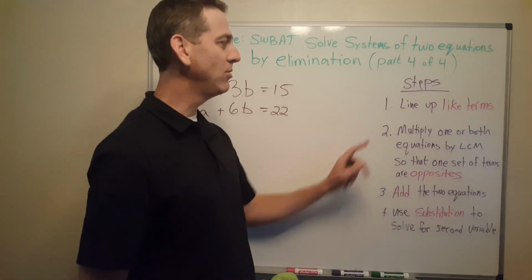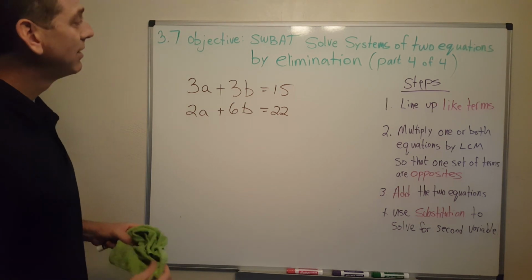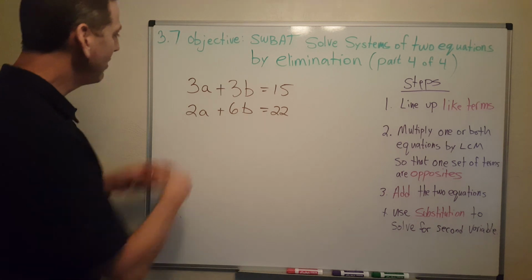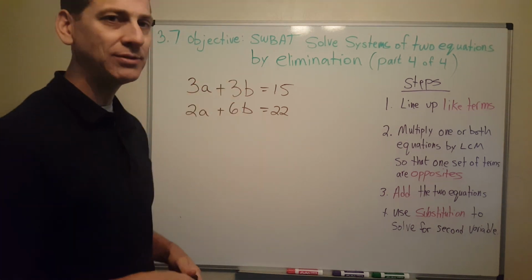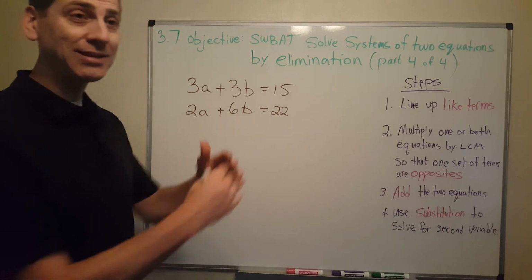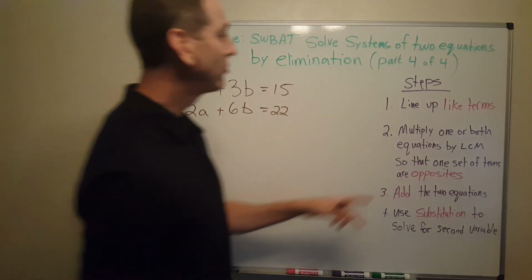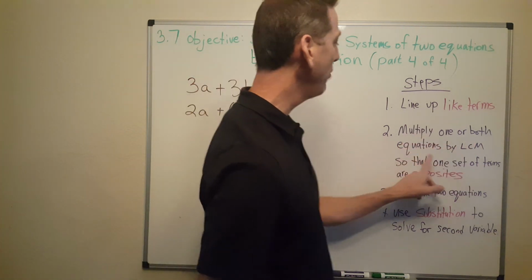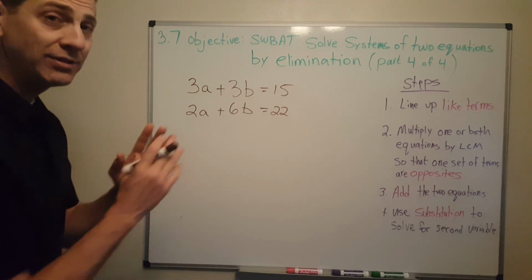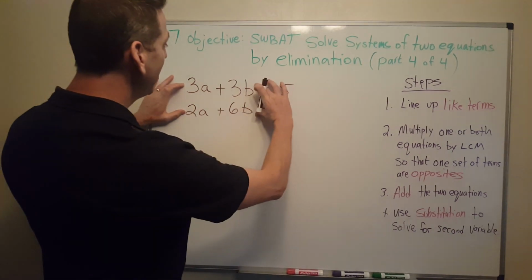Now I go to number 2. If necessary, I might need to multiply by an LCM. So I take a look. Do I have anything that is equal and opposite? I don't. Remember last time I had a 3 and a negative 3? I don't have that here. So I need to multiply one or both equations by the LCM so that one of the sets of terms are opposites. And so I look here, I have A's and I have B's.